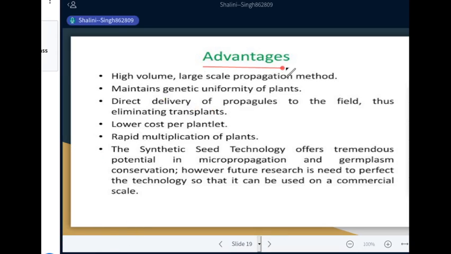Advantages of micropropagation. Micropropagation is a high volume, large scale propagation method. By this, genetic uniformity of plants can be maintained and direct delivery of propagules can be done to the field. If we are making many thousands of plants from a single explant, then we can lower the cost per plantlet. Rapid multiplication of plants can be done once your protocol is optimized. The synthetic seed technology offers tremendous potential in micropropagation and also in germplasm conservation. However, future research is needed to perfect this technology so that it can be used on a commercial scale.